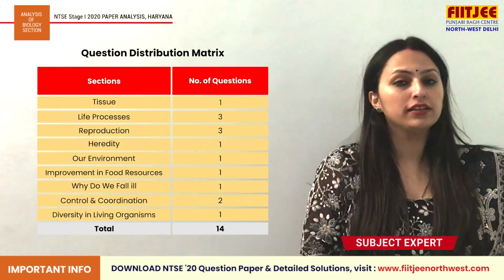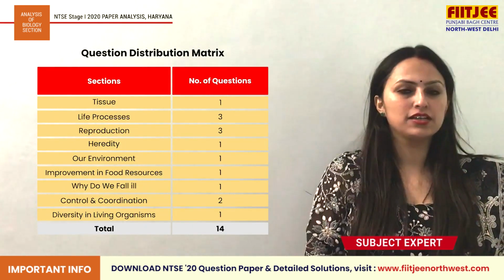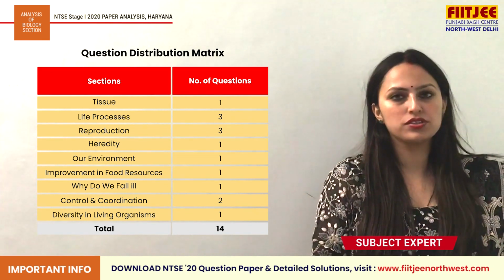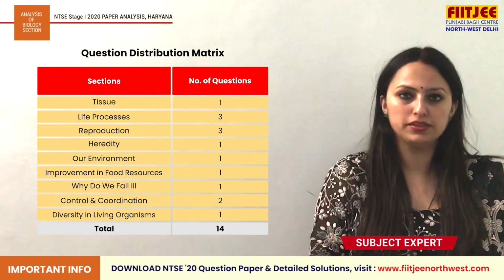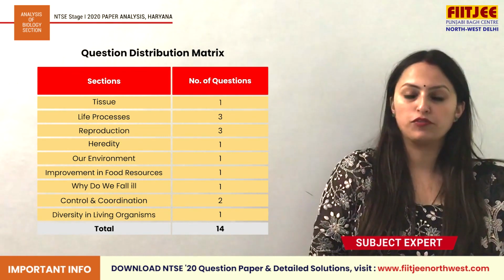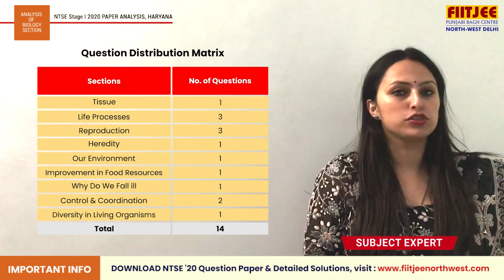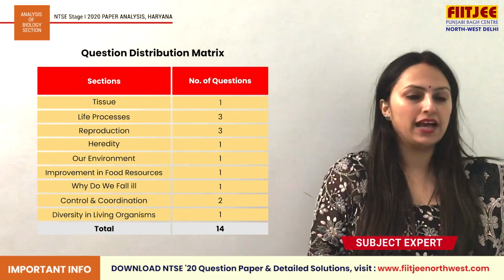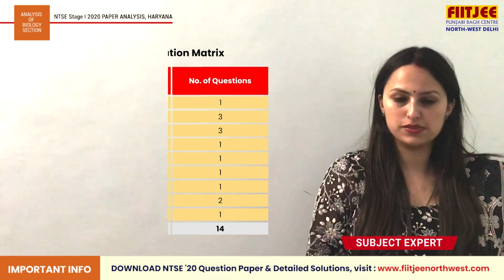There were a total of 14 questions, out of which 10 questions were from class 10th, chapters life processes, control and coordination, reproduction, heredity and our environment, whereas 4 questions were from class 9th, chapters tissue, improvement in food resources, why do we fall ill and diversity in living organisms.